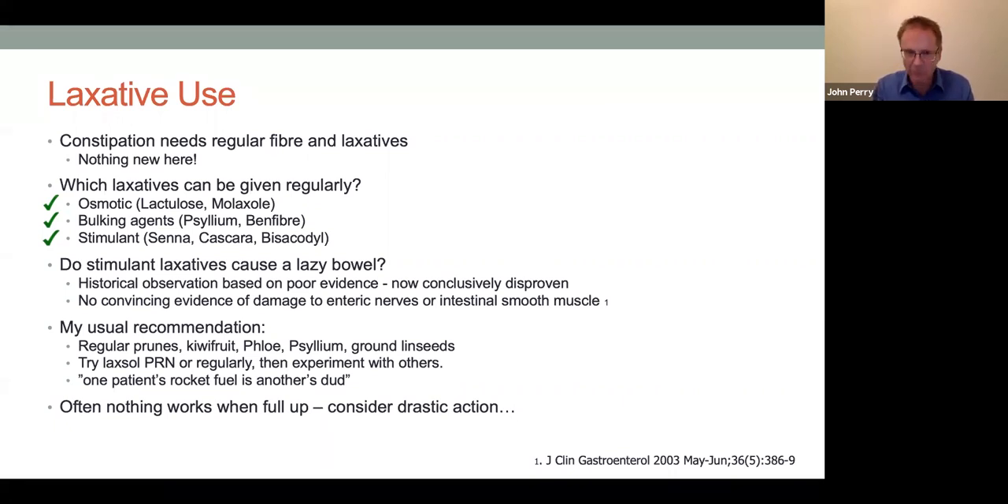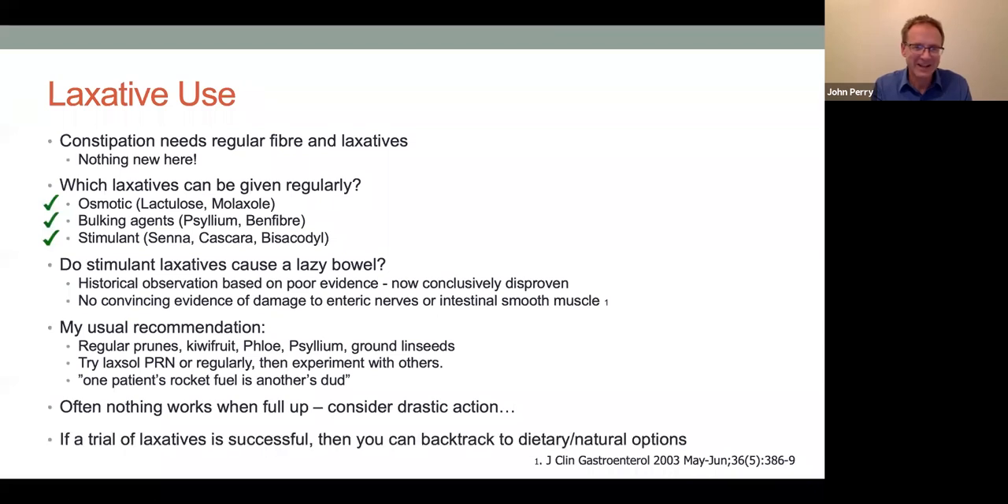When they're really full up, when they're really constipated, then you can sometimes have to go a bit more drastic. And look, I'm an interventionist, so I'll use bowel prep sometimes. I'll tell you a bit more about that later in the talk. So if the laxatives are successful, like I say, you can backtrack to dietary stuff. You've proven the point, now you just got to keep things moving.